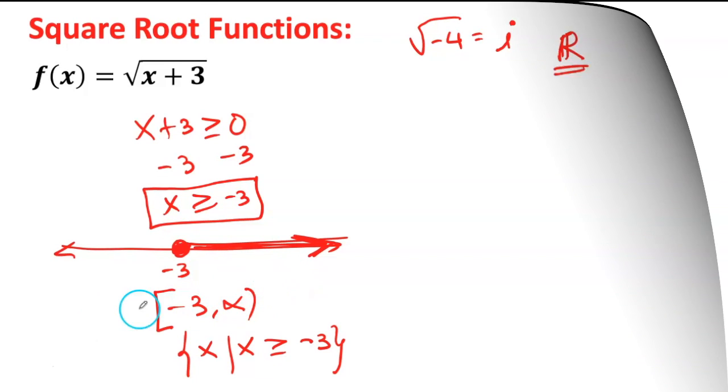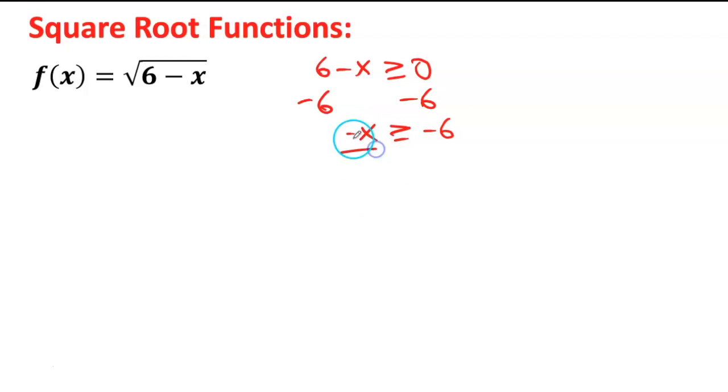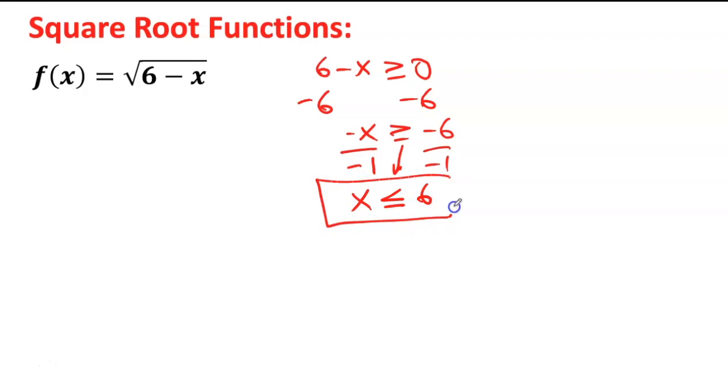Alright, let's check another one. We have this one. Same idea. The inside has to be greater than or equal to 0. Solve for x. Minus 6, negative x, greater than or equal to negative 6. x cannot be negative, so divide by negative 1. Okay, inequalities. If I divide by a negative, my inequality symbol will flip, will reverse. Negative 6 divided by negative 1 is going to be 6. So be careful with that.